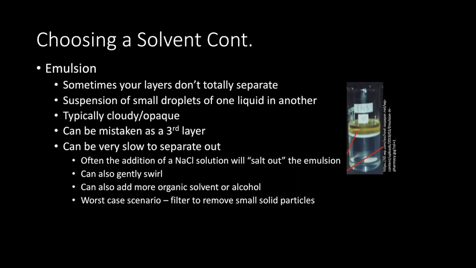Emulsions typically will separate out, but they can be very slow and we don't always want to wait on those. So you can add a sodium chloride solution, which will help salt out the emulsion. You can also kind of gently swirl. Sometimes just that gentle motion will help separate out those small droplets from one another. You can also add more of your organic solvent. Sometimes simply doing that will pull the small droplets of organic out of the aqueous solution. And in a worst case scenario, which I've never honestly run into, you can filter to remove small solid particles. I have, however, had to let an emulsion separate out overnight. That shouldn't be the case in our lab, but sometimes emulsions can be very slow to separate regardless of what we do.